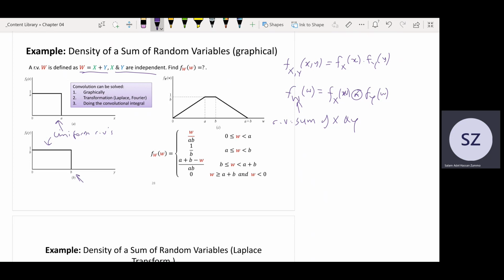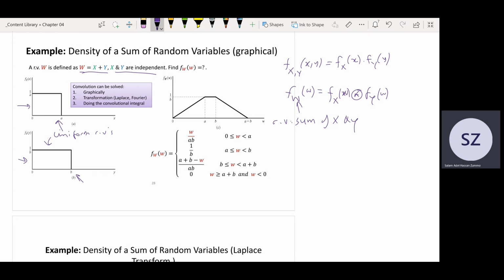So the example was that we had two uniform random variables with PDFs. The first one, X, is uniform between 0 and a, and Y is uniform between 0 and b, and the density is drawn accordingly. Now we are interested in finding the PDF of W, which is the sum of the two random variables. And we stopped at this.